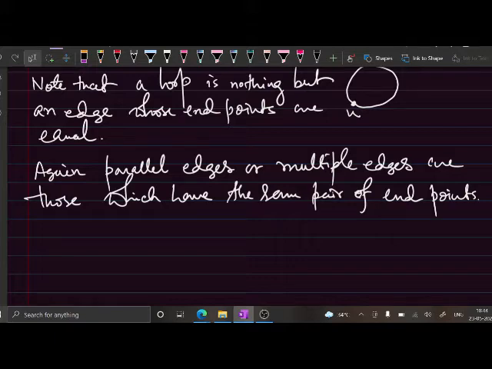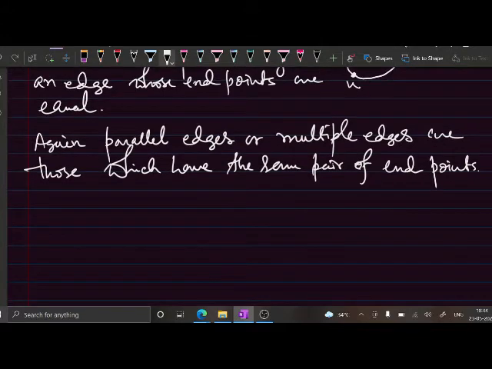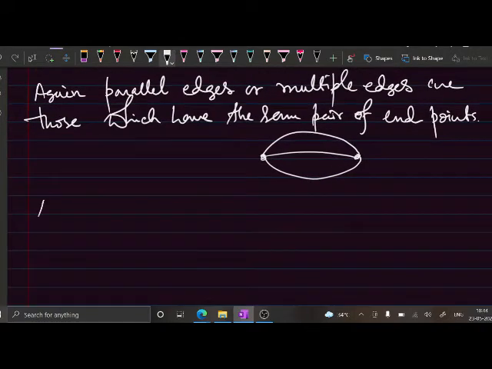Okay, and for example, if you take two vertices, okay, so these are parallel edges, multiple edges, something like that. So a graph without loops and multiple edges is called a simple graph.